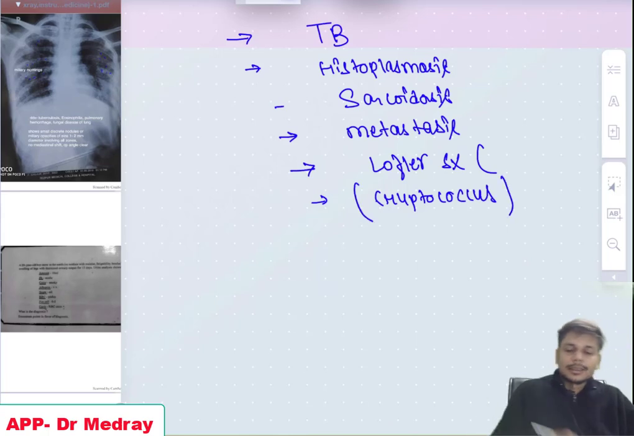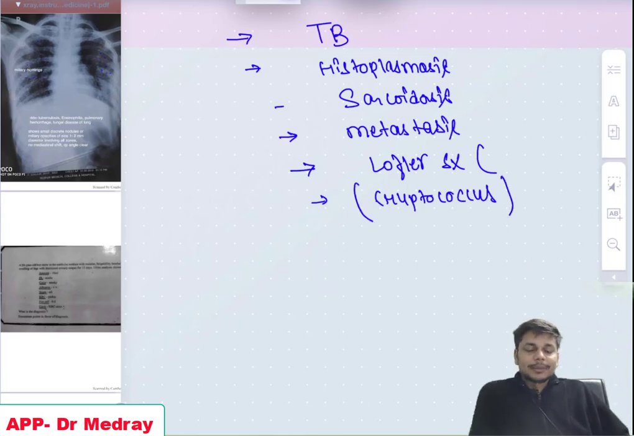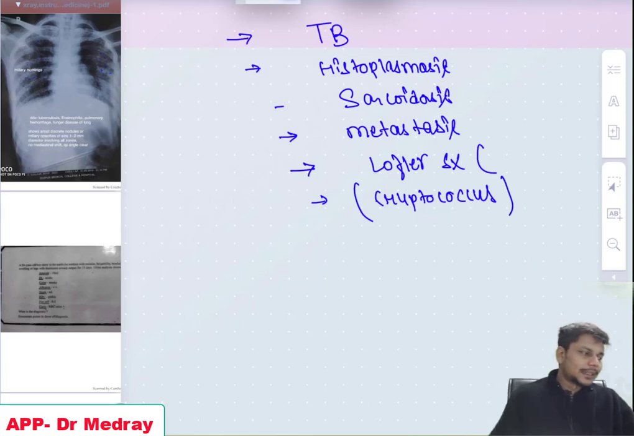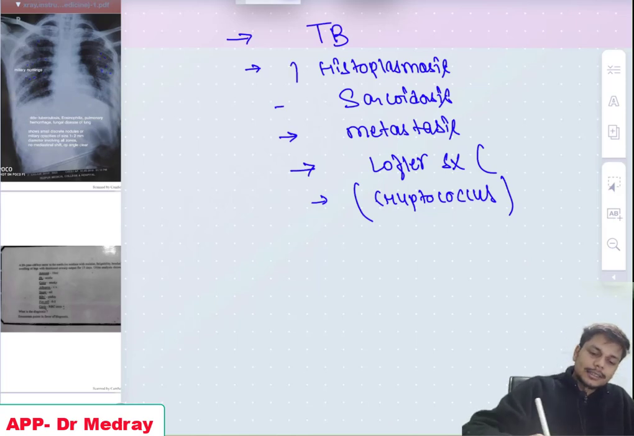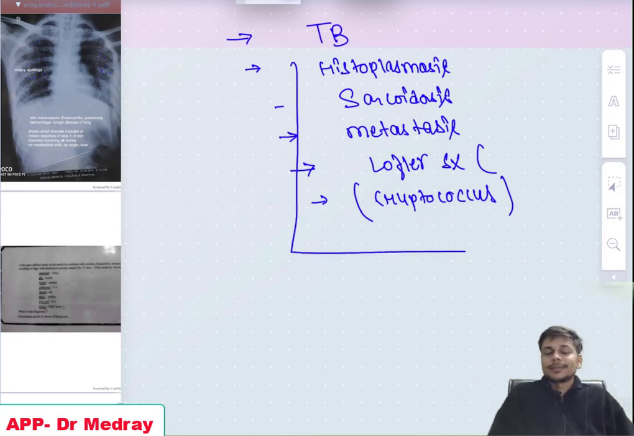not much present in our setting. Only if the patient is immunocompromised do we suspect cryptococcosis. It can be cryptococcal meningitis or cryptococcal pneumonia in that patient. So these are the causes, or differential diagnosis, of miliary mottling.